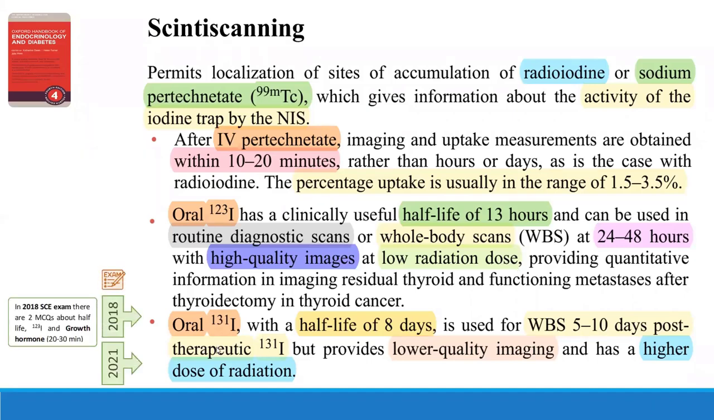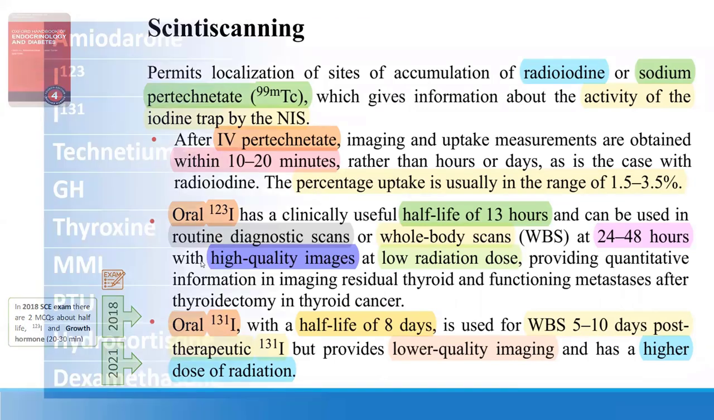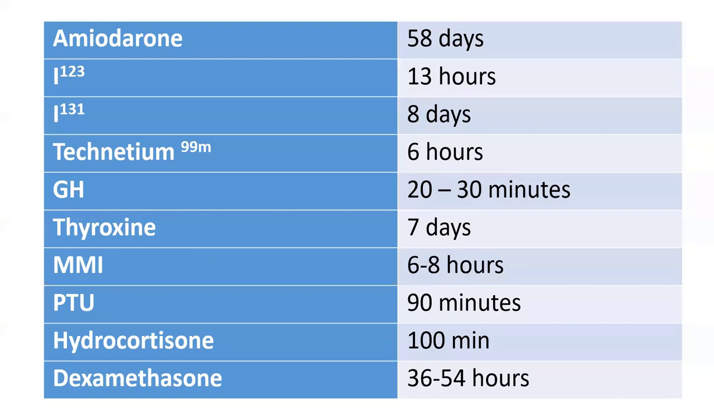In our exam in 2018, they asked two questions about half-life. They asked one question about the half-life of iodine 131, and the correct answer is 8 days, and they asked about the half-life of growth hormone in the pituitary section, which is 20 to 30 minutes. So in another exam, they may ask about the half-life of technetium or of iodine 123. So I collected the half-life of a lot of elements in endocrinology.